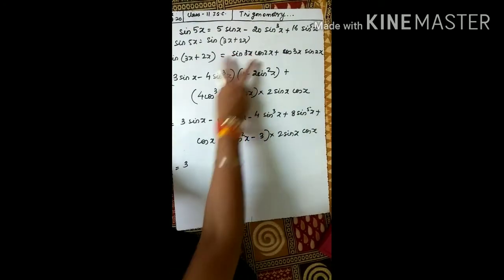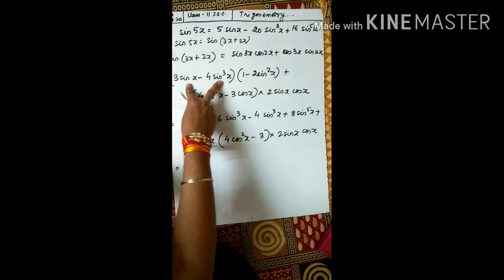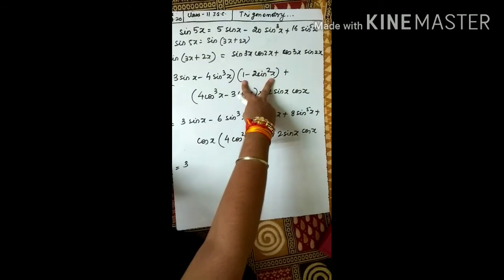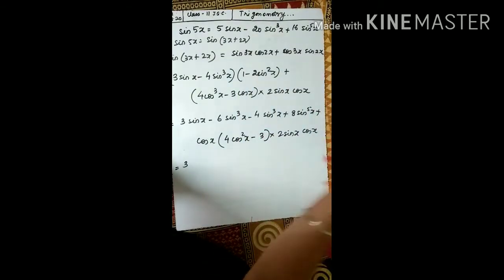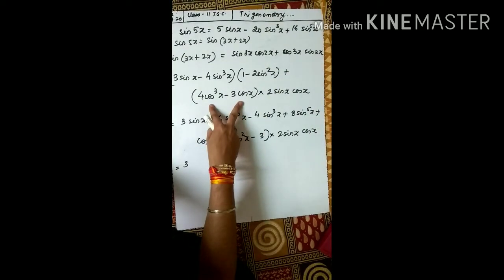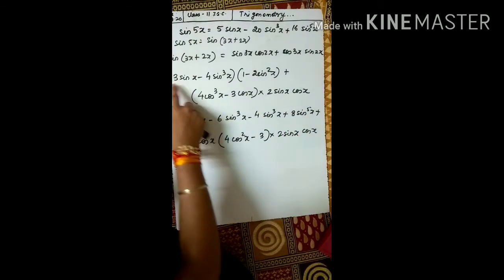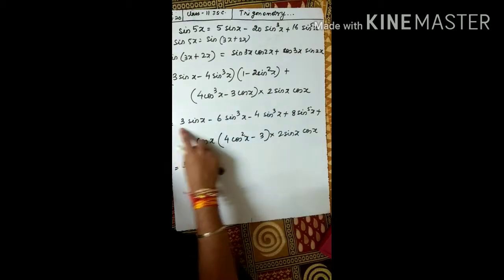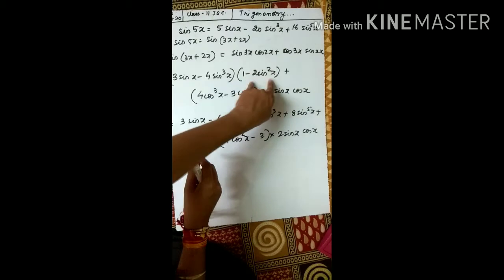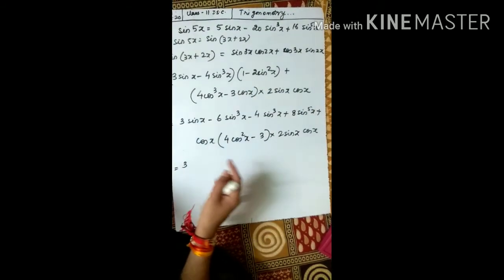So sin 3x will give you 3 sin x minus 4 sin cube x, which we already know, and cos 2x is 1 minus 2 sin square x. We are using that identity of cos 2x in terms of sin. And cos 3x is 4 cos cube x minus 3 cos x, and sin 2x is 2 sin x cos x. Now I have multiplied these two brackets to get these four expressions.